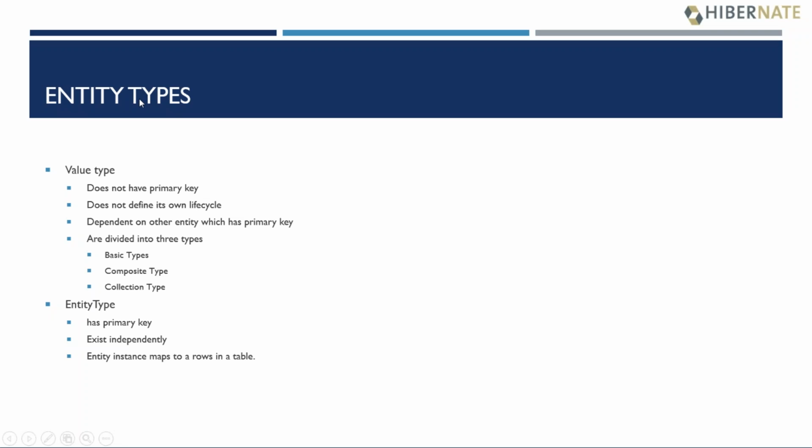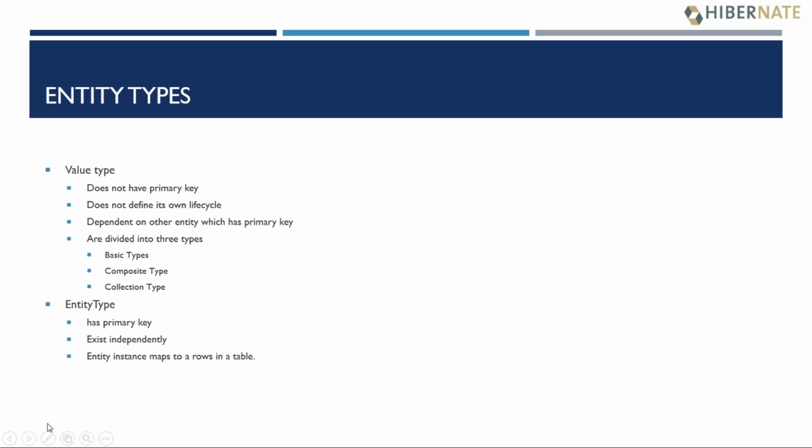So entity types, we have got the value data type and then the entity type. The different types of objects that we have in Hibernate are two. One is value data type and the other one is entity type. The value type will not have the primary key and they don't have their own life cycle.